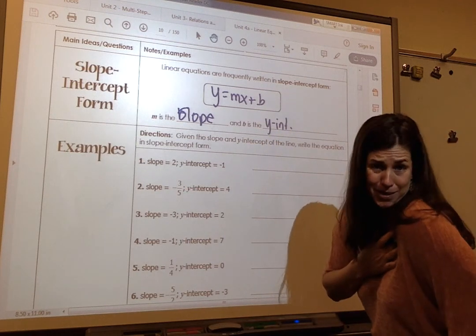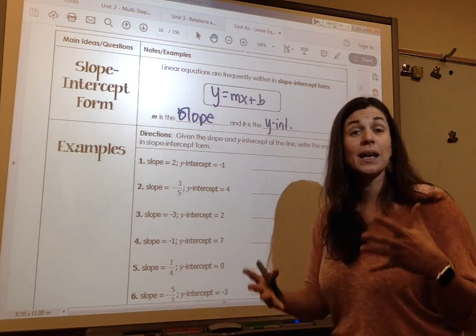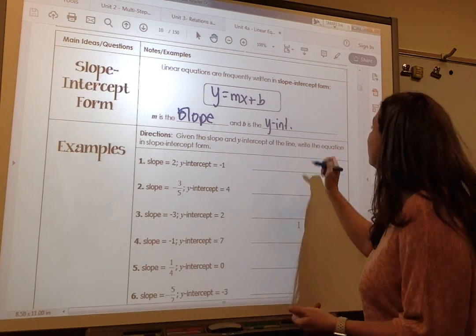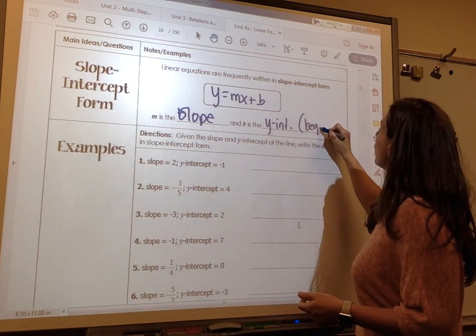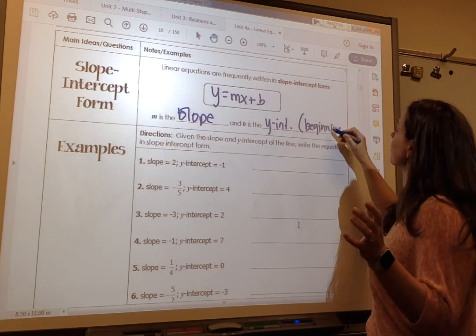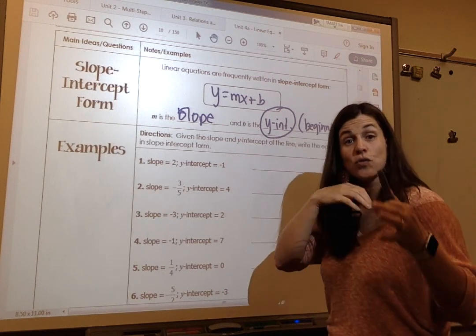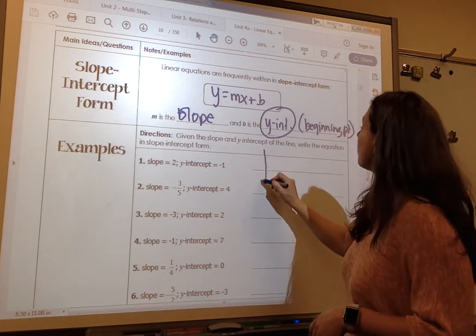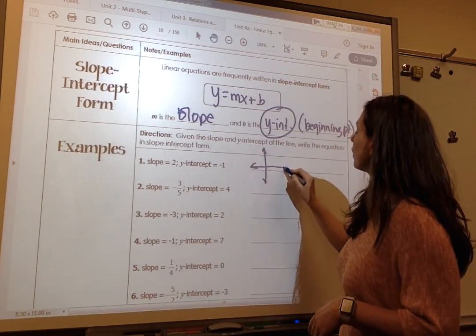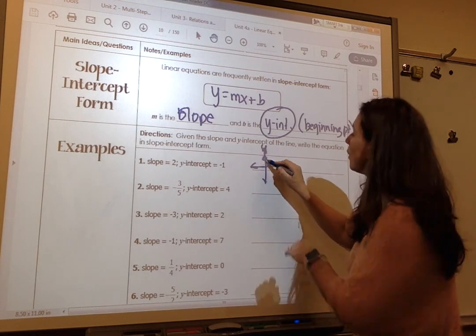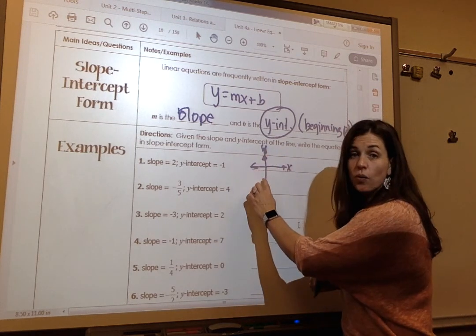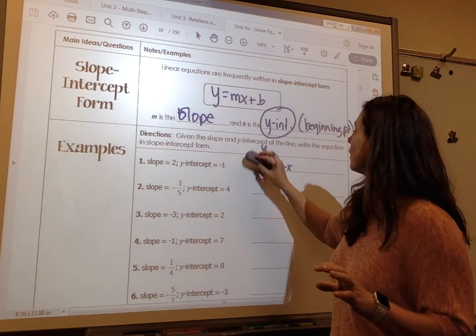Because it starts with B, I like to call it my beginning point, because that's where my graph begins. So I say beginning point, but really the technical definition is my y-intercept. And you know what your y-intercept is. Think about your graph right here. You know, here's x and y. Y-intercept is where it starts on the y-axis. So we're going to talk about that here in a second.